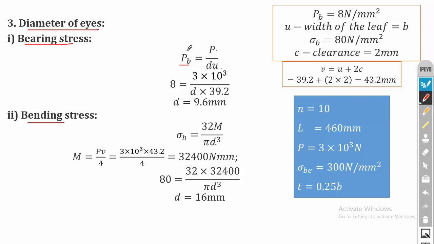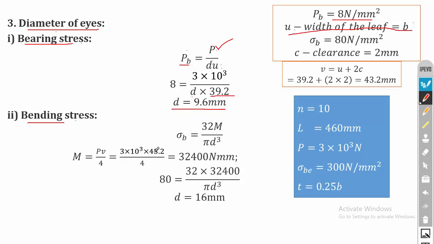Here p b is the bearing pressure. And I have told that if the p b value is not given in the problem, then you can assume p b is equal to 8 Newton per mm square. Then P is the load, d is the diameter, u. Here u is actually the width of the leaf. While discussing the design procedure, I have explained all these things. So u is the same as the width of the leaf, so it is b, that is 39.2. By solving this, you will get the diameter of the eye as 9.6 mm. Okay, so this is by considering the bearing stress.